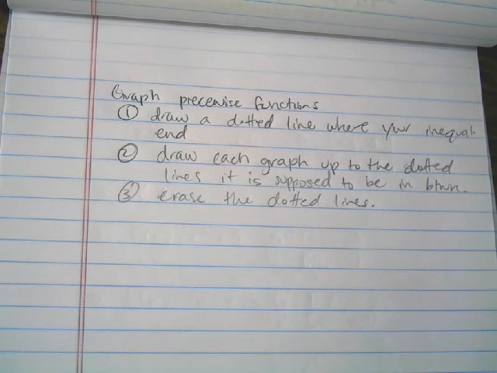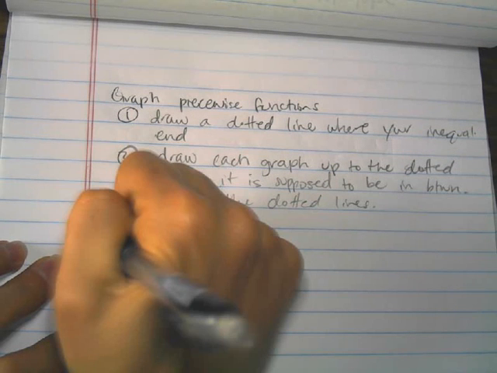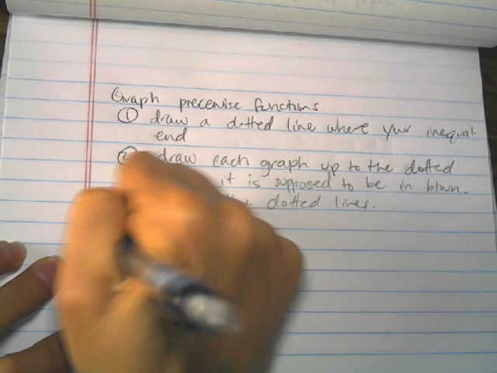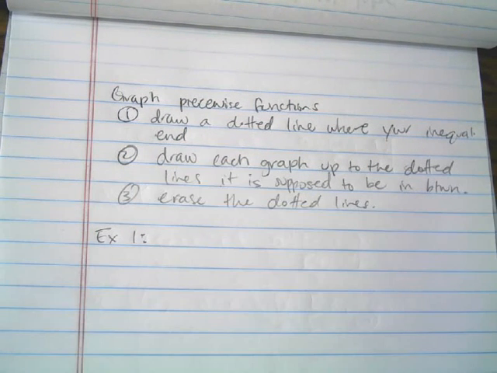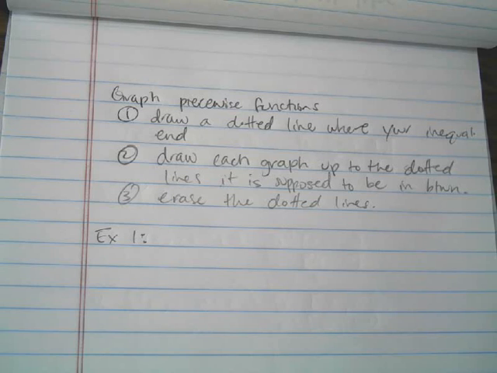So, my first step, after I make my graph, is to draw a dotted line where my inequalities end. So my inequalities end at 1 and 3. Those are my special numbers. So I'm going to draw a dotted line at 1 and a dotted line at 3.